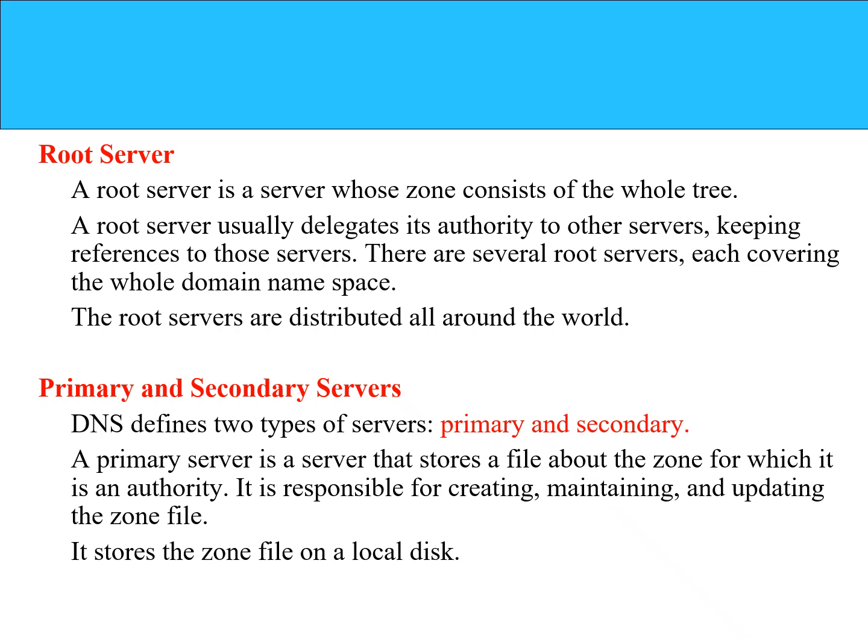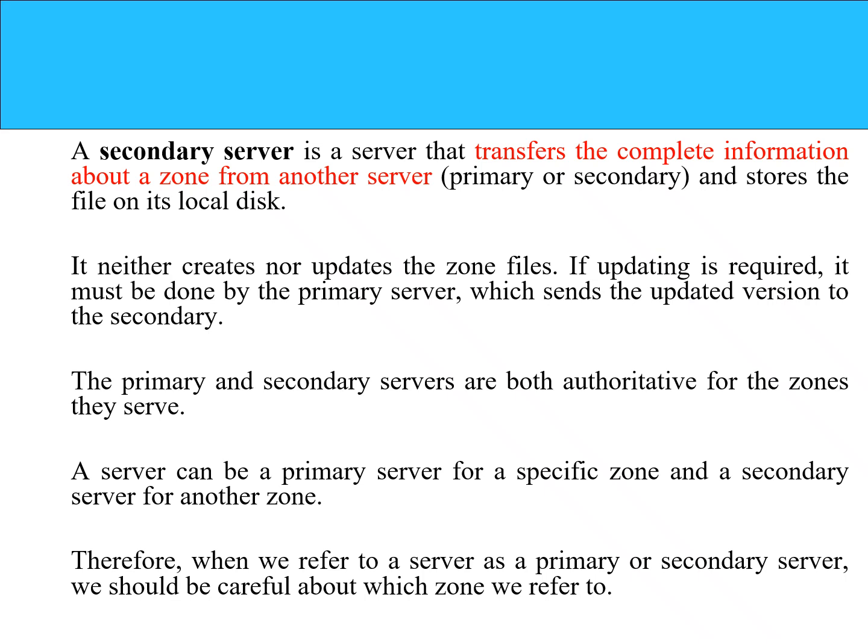So what do you mean by a secondary server? When you transfer the contents from the primary to a secondary server, the secondary server stores the data as a backup. A secondary server is the server that transfers the complete information about a zone from another server and stores the file on its local disk. It neither creates nor updates the zone files. If updating is required, it must be done by the primary server, which sends the updated version to the secondary. The primary and secondary servers are both authoritative for the zones they serve.